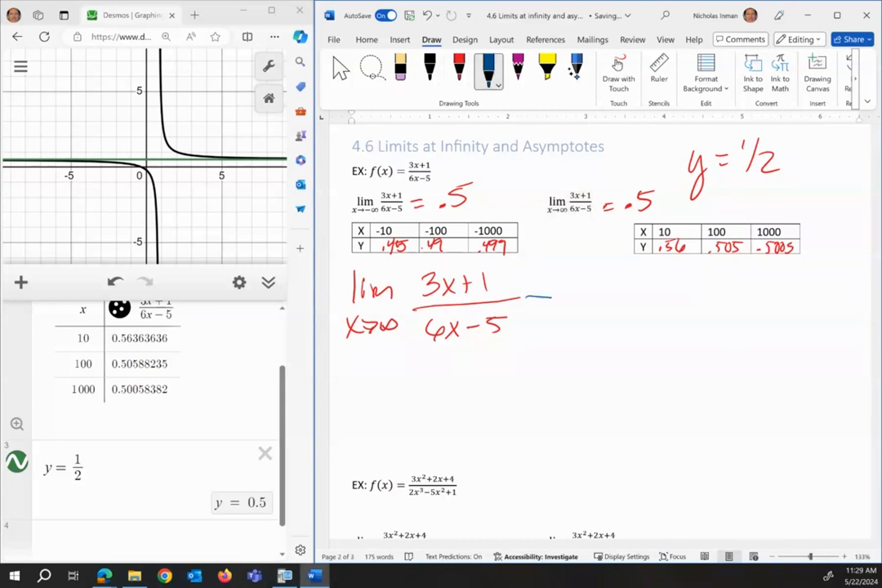The idea is, when it's polynomials, find the highest power of x in the problem. The highest power of x is just x. There's no x squared or x cubed like in the next one. So find the highest power of x; it is just regular x. You then divide every term in the entire problem by that highest power of x.